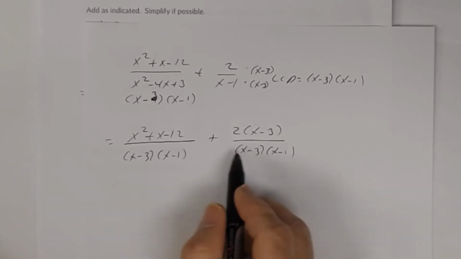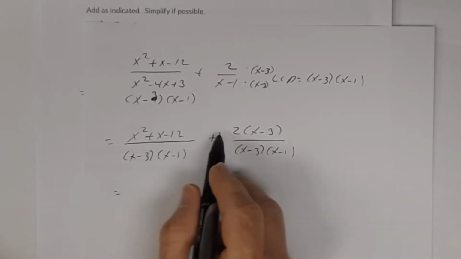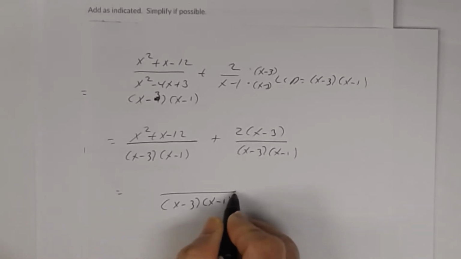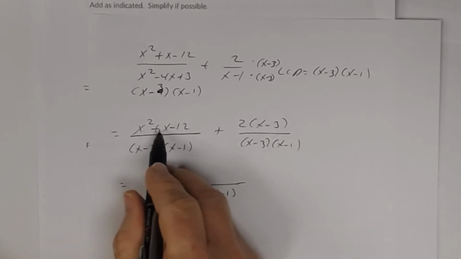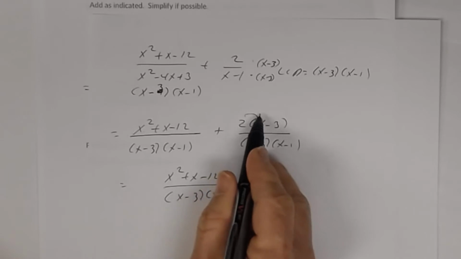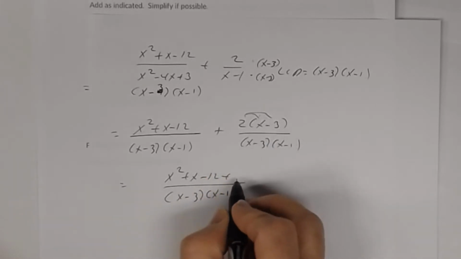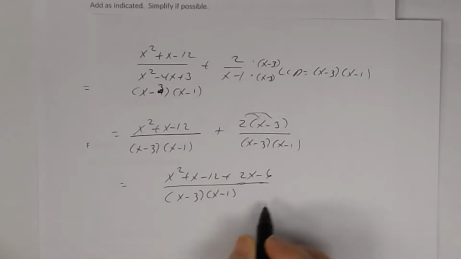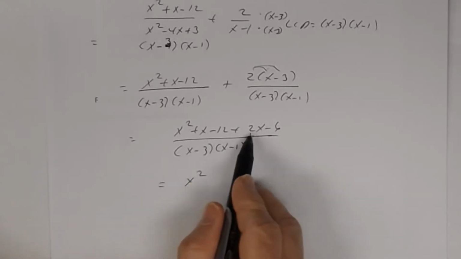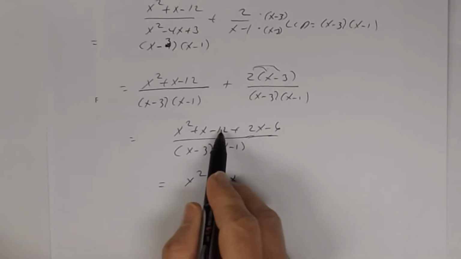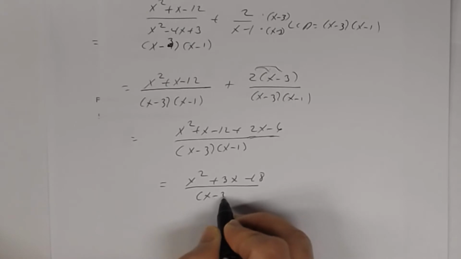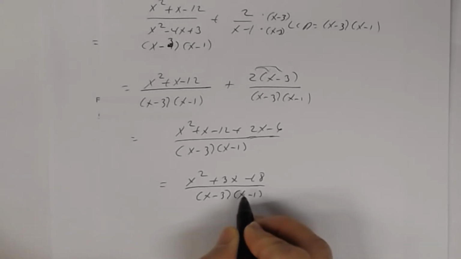Now notice that the denominators are the same. So I'm going to rewrite this as one rational expression with that denominator. And so I get x squared plus x minus 12 plus, distributing here, 2x minus 6. Now, combining like terms in the numerator, I get x squared, x plus 2x is 3x, a negative 12 and a negative 6 is a negative 18, divided by x minus 3 times x minus 1.